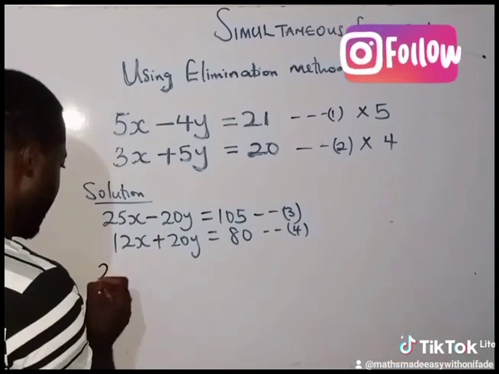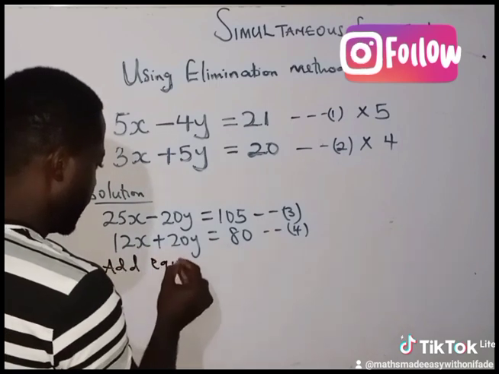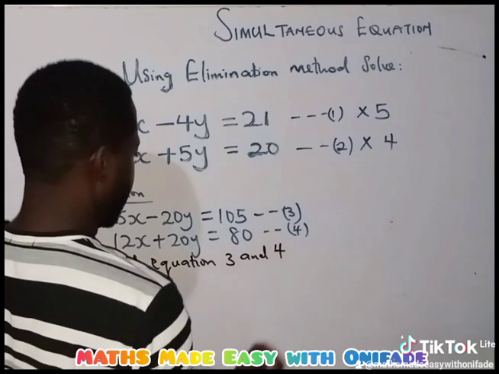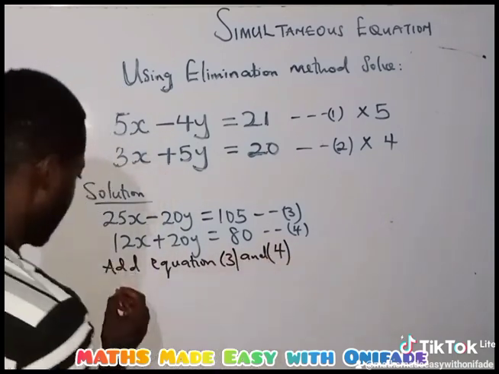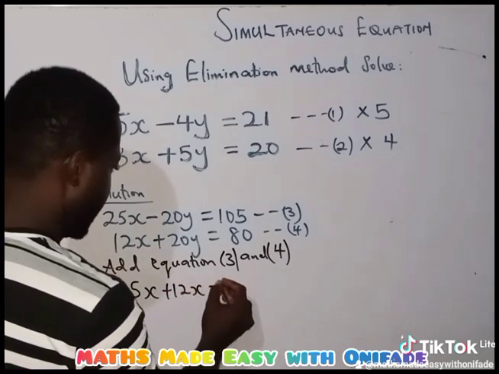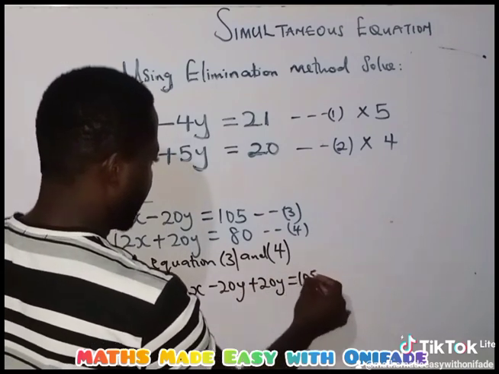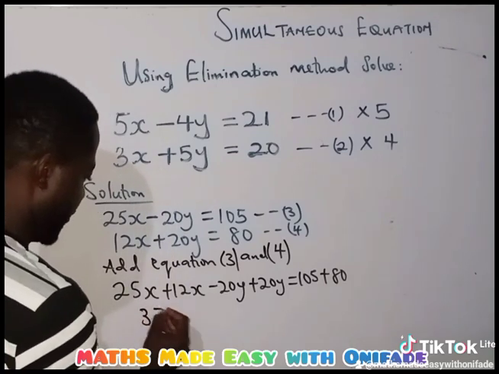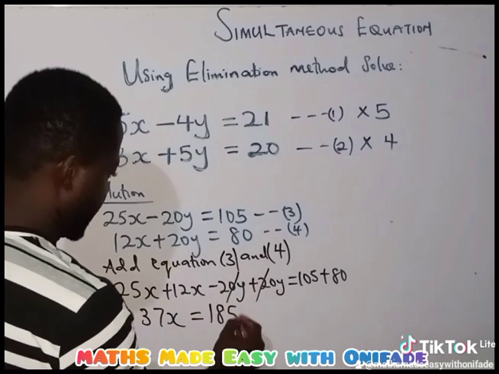So in that case, I'm going to add equation 3 and 4 together. So I'm going to have 25x plus 12x minus 20y plus 20y equals to 105 plus 80. So I'm going to have 25x plus 12x, that's 37x. This will cancel this, then equals to 185.